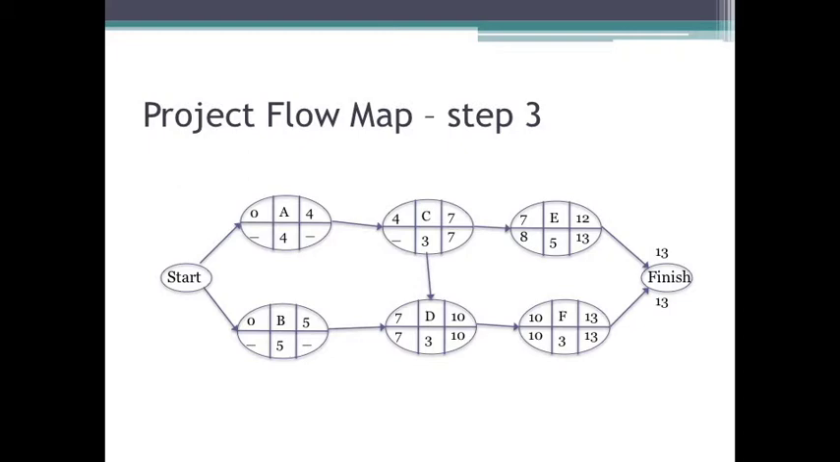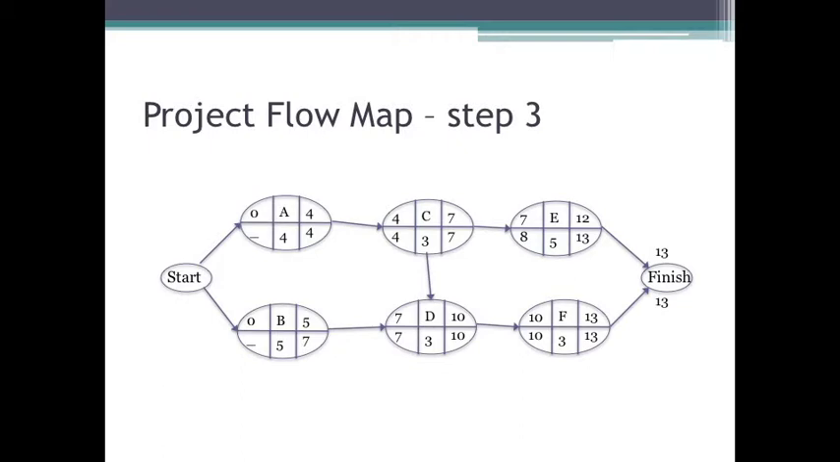Now, once we have the latest finish time for task C, we can calculate latest start. 7 minus 3 is 4. And from here it becomes fairly straightforward. Task B only is the predecessor of task D. Task A is only the predecessor of task C. So task D's latest start time becomes task B's latest finish time. That's 7 weeks. And task C's latest start time of 4 becomes task A's latest finish time of 4 weeks.